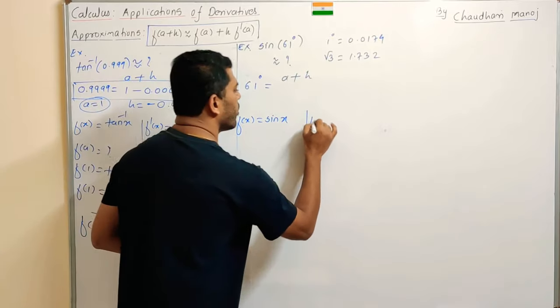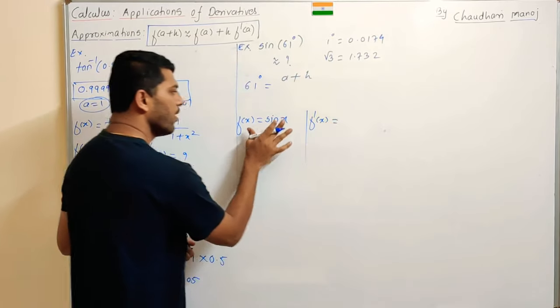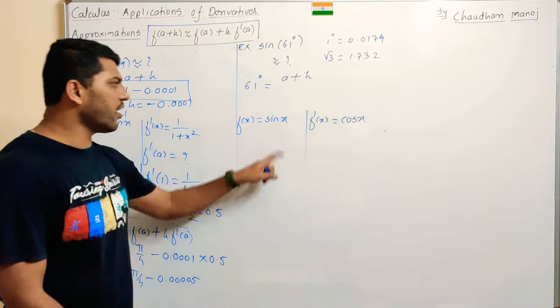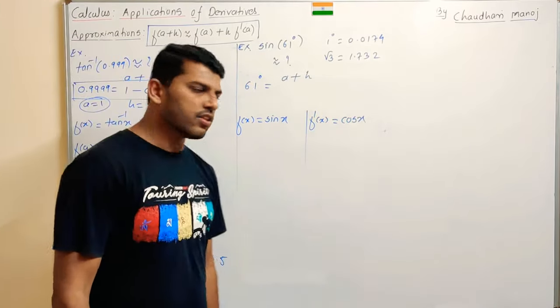And you know the derivative of sine. Immediately find out its derivative. The derivative of sine x is cos x. You know that the derivative of sine x is cos x.